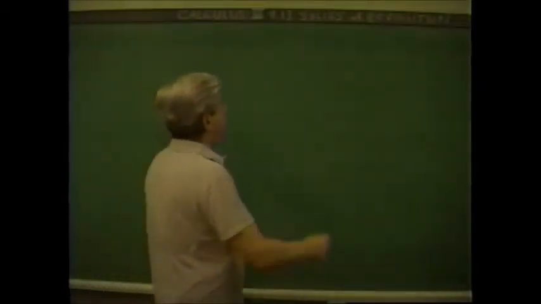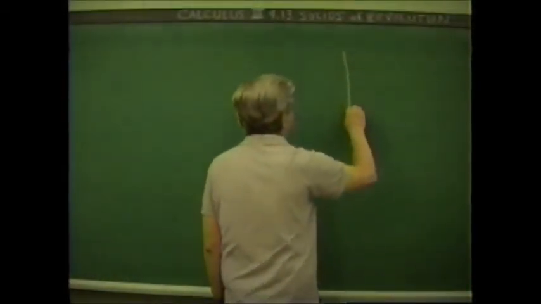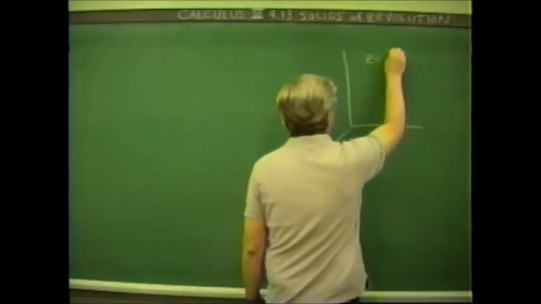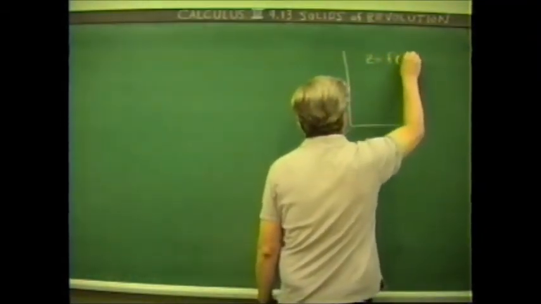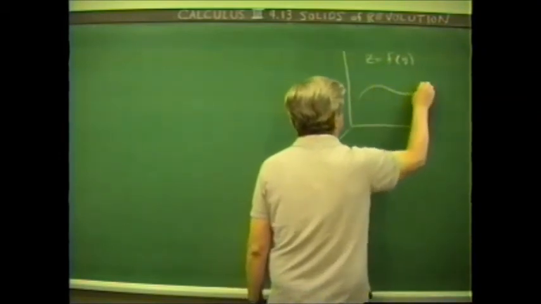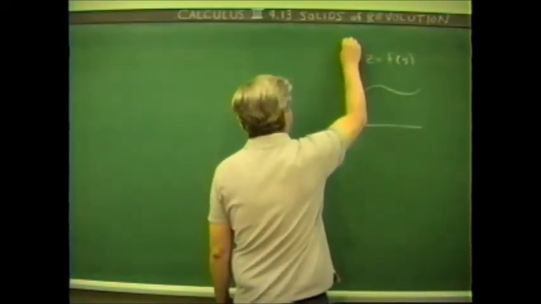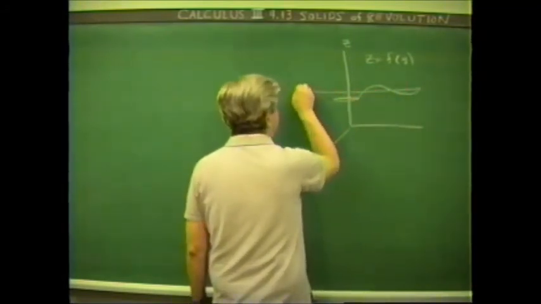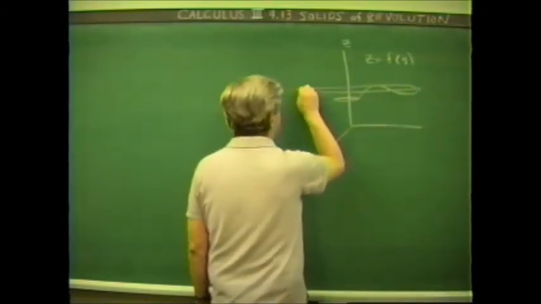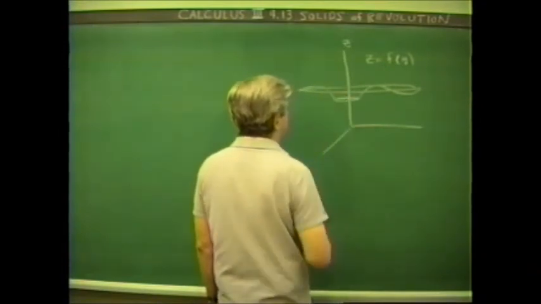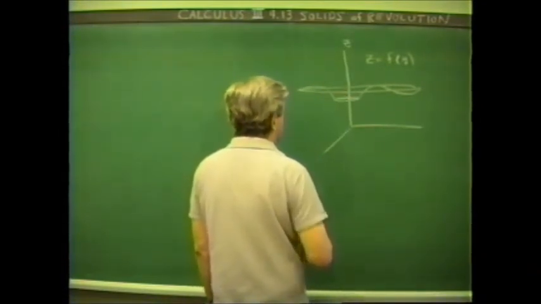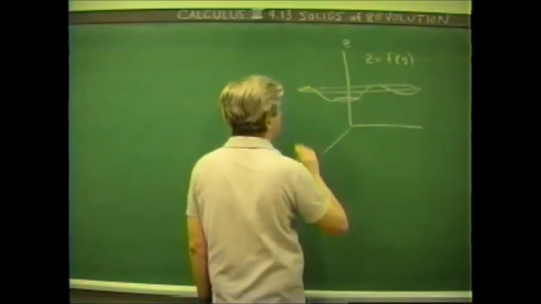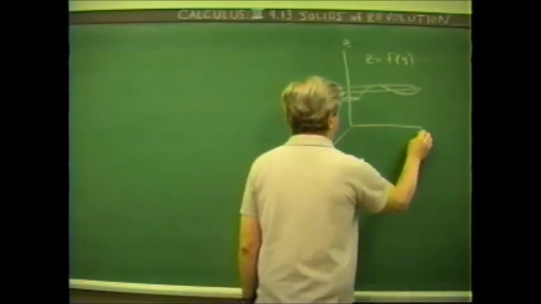Let's take a look at another solid of revolution here. Let's take z is f of y, like so here, and imagine rotating it about the z-axis, producing something that looks perhaps like this. Well, not a very good drawing, perhaps more like this here. Okay, so x and y.